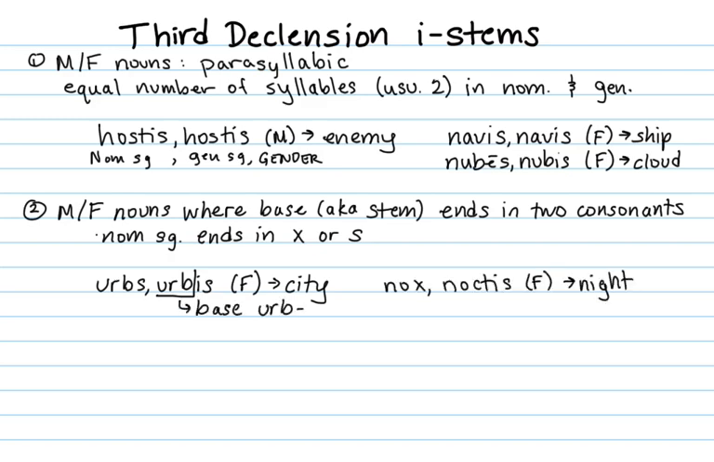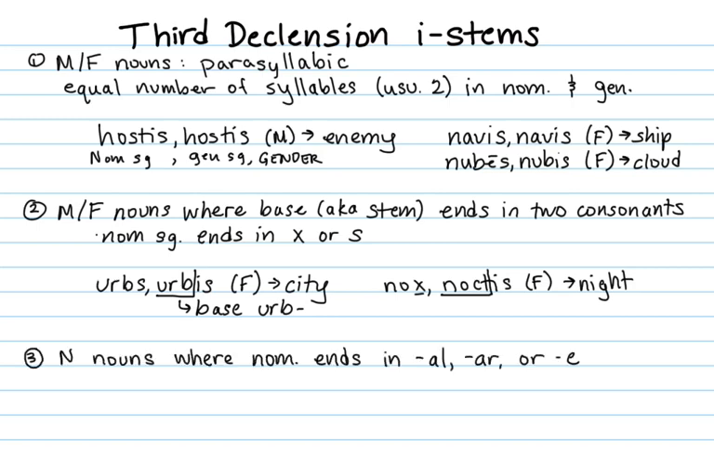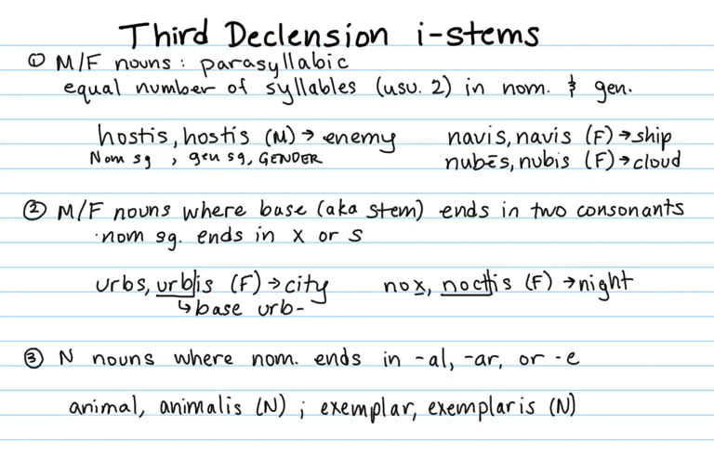Another one is nox, noctis. The nominative ends in X and the base ends in CT, 2 consonants, so this is an I stem. Our last rule applies to only the neuter nouns of the third declension. If a neuter noun of the third declension has a nominative ending in AL, AR, or E, it is an I stem and follows the I stem patterns. So, for example, animal, animalis, and exemplar, exemplaris.